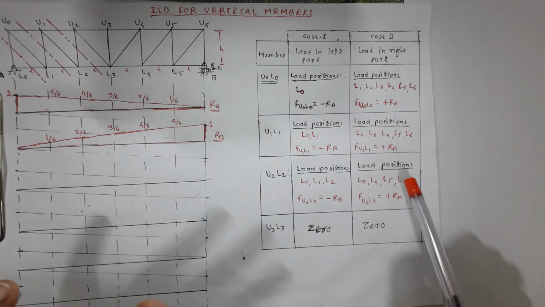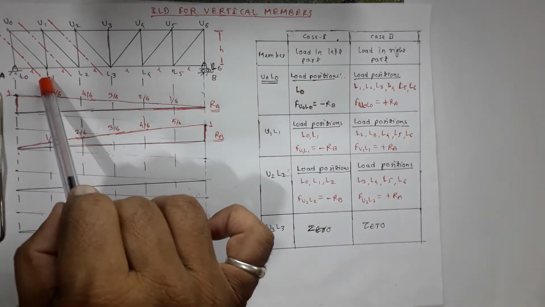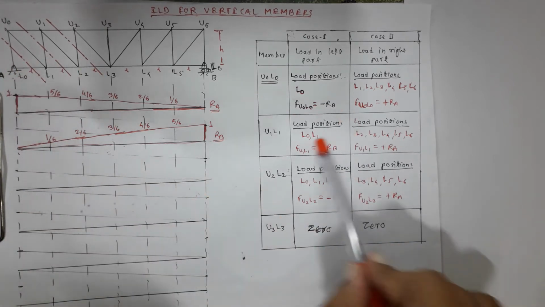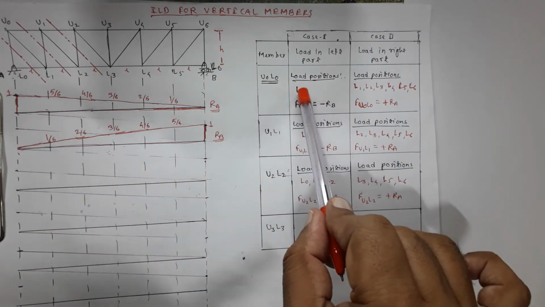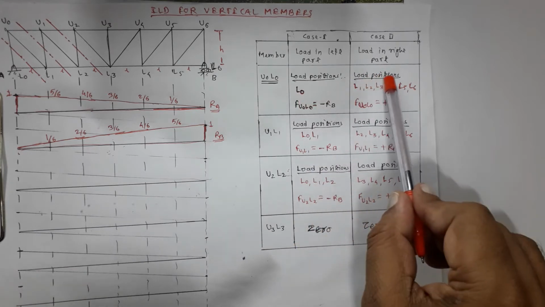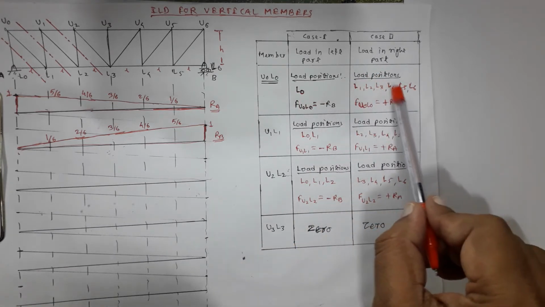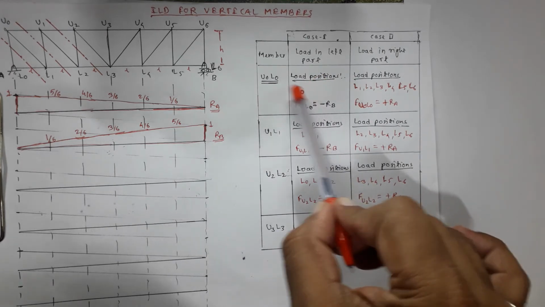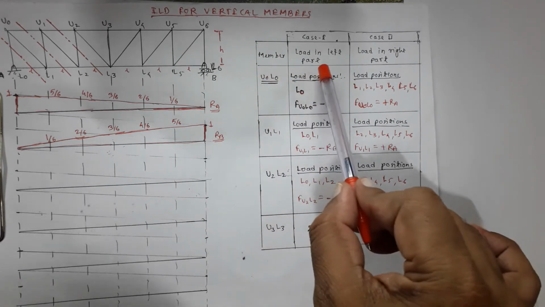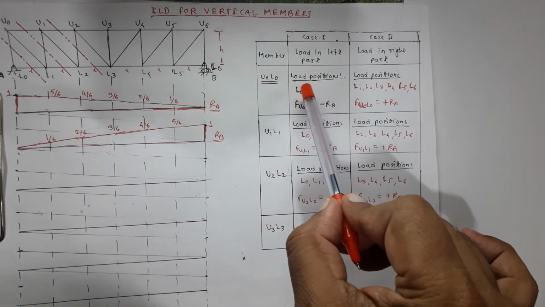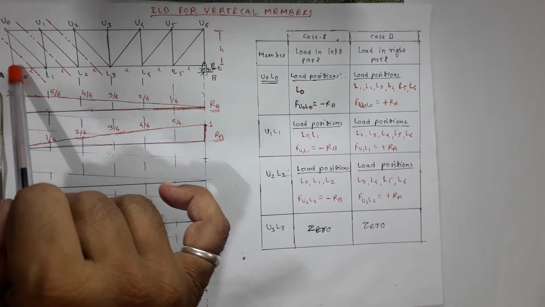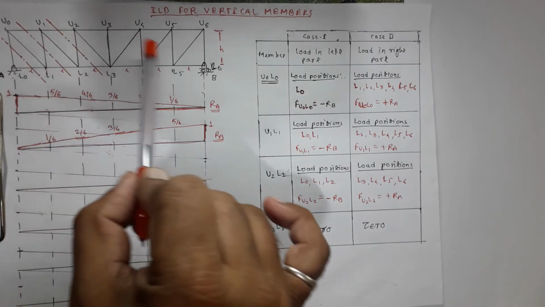Have you got this? For every section you will have to decide the load positions in the left part as well as in the right part. So load position in the left part is this one. Load position in the right part are this one. Now when the load is in left part, for this member I am discussing, the possible load position is L0. So L0 is the load position. Load is in left part. I will be dealing with the right part.